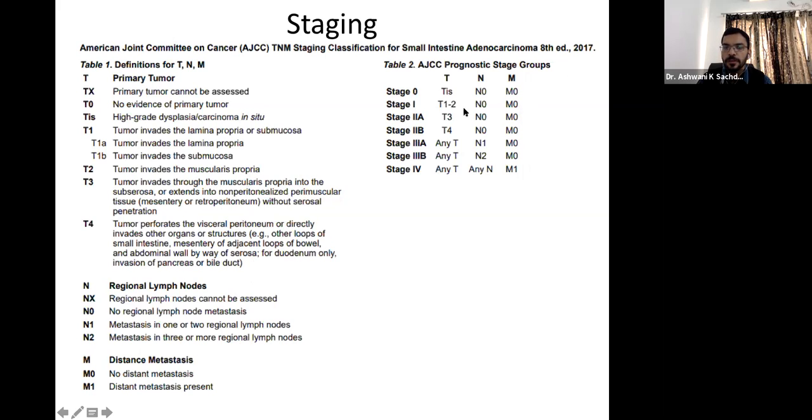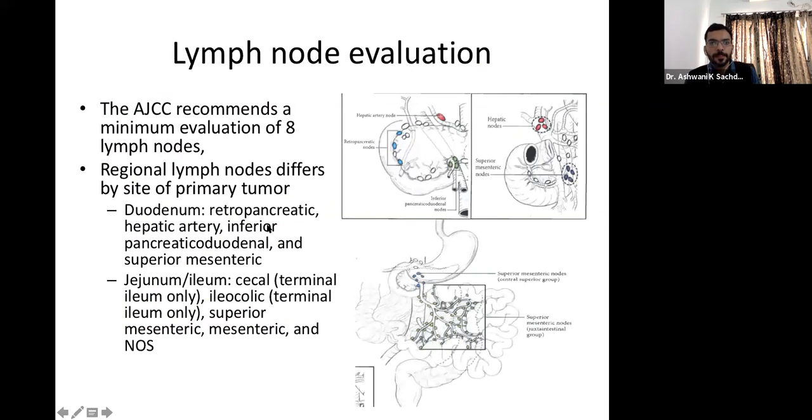So stage 1 is T1, T2, stage 2 is T3, T4, any node positive is stage 3, and stage 4 is M1 disease. For small intestine, AJCC recommends about 8 lymph nodes to be harvested, in contrast to colonic, in which 12 lymph nodes is the recommendation.